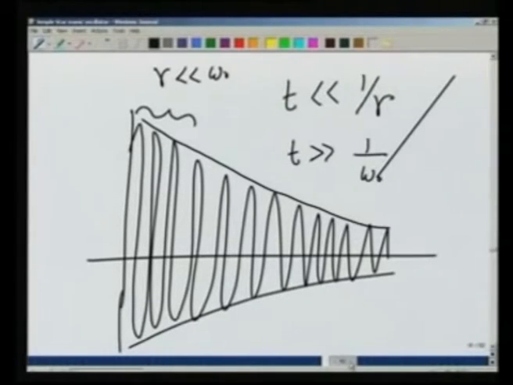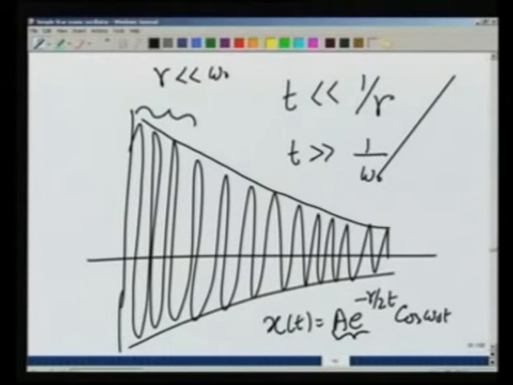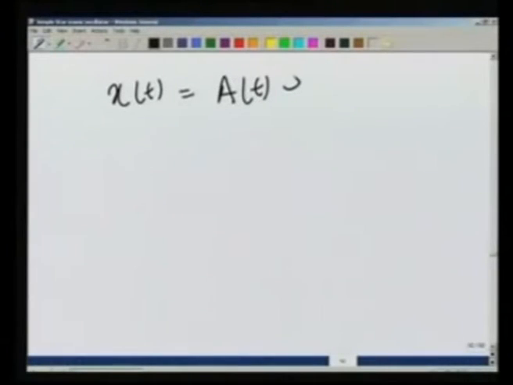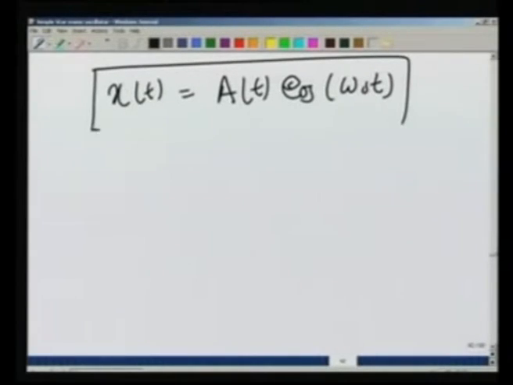So, in that case, when I write the solution x(t) equals a e raised to minus gamma over 2 t cosine of omega 0 t, I can really think of this system as having a time dependent amplitude a(t) and then oscillating with this time dependent amplitude as cosine omega 0 t. And then I can talk about averages over many cycles. Let me explain now. Let us talk about energy.